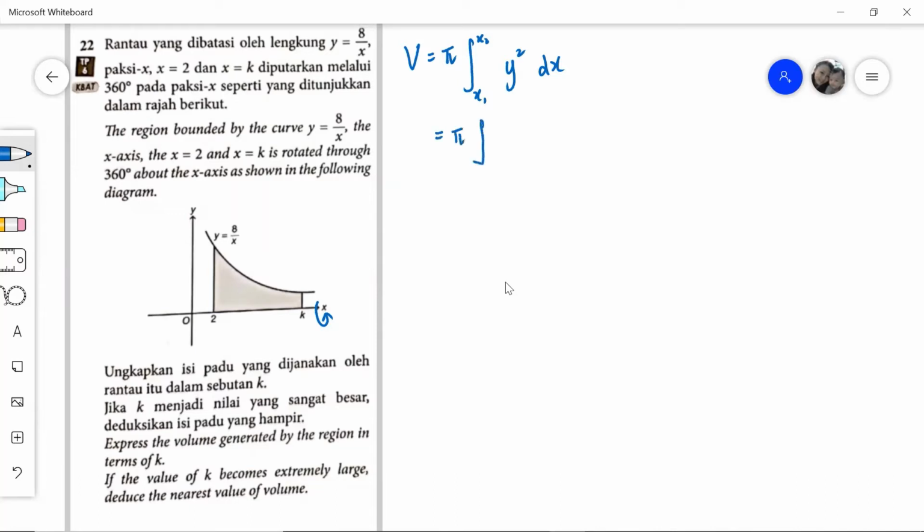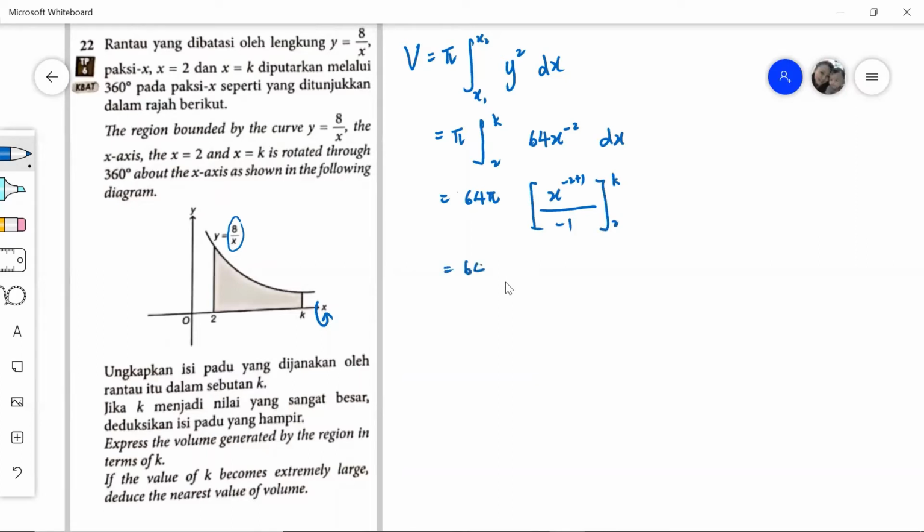Pi, the x is from 2 to k, and then y squared: we square the 8 over x. That will be 64 x to the power negative 2 dx. Now let's integrate that. 64 can be taken out because it will not affect our integration. So x to the power negative 2 will increase the power by 1 and be divided by the new power, negative 1, and we're going to integrate from 2 to k.